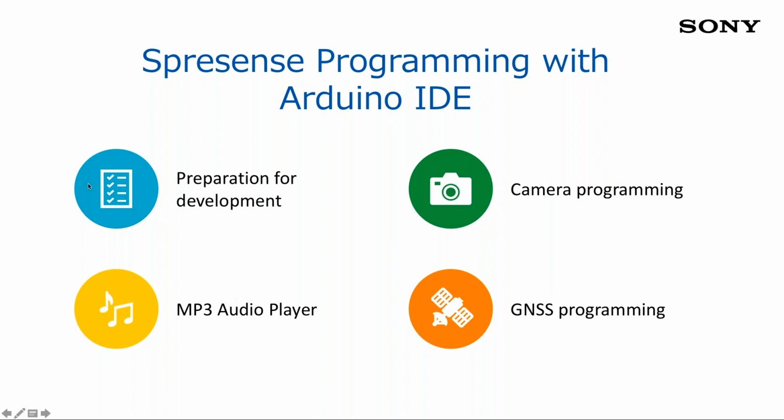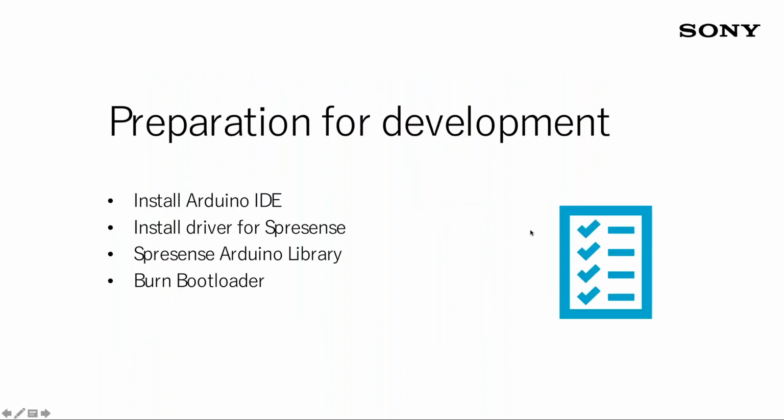So the first thing that I'm going to cover is preparation for development. Preparation for development is covering Arduino. So this is Arduino IDE, and I need to install that. I'm sure all of you have done that so many times for other boards. So you need to have your software in, and then we need to install the driver. The driver here is for your connection. You have a cable that is coming from the Spresense board to your computer, so this is the driver for that. And then we need to bring the Spresense Arduino library, of course. And then at the end, we need to burn the bootloader and put everything on the Spresense.